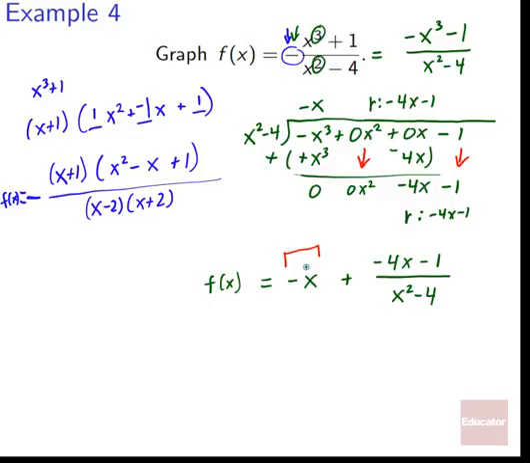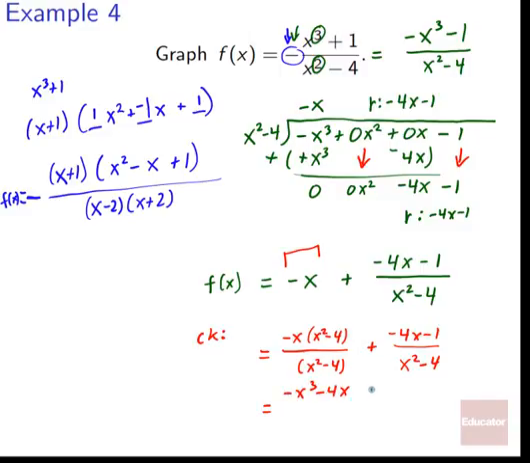Now, we might want to check this, because it's easy to make a mistake with polynomial division. So let's check it. Let's make sure that this f is the same as the f that we started with. So we can put this over a common denominator: negative x times x squared minus 4 over x squared minus 4, plus negative 4x minus 1 over x squared minus 4. We distribute up here. We've got negative x cubed minus 4x. Let's combine our two since they are over a common denominator: x squared minus 4 plus negative 4x minus 1.